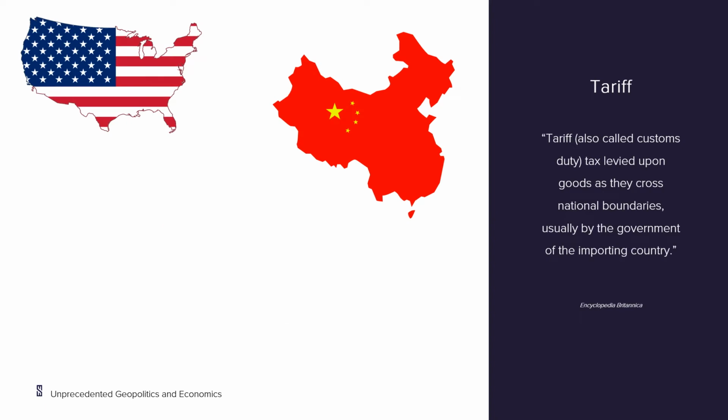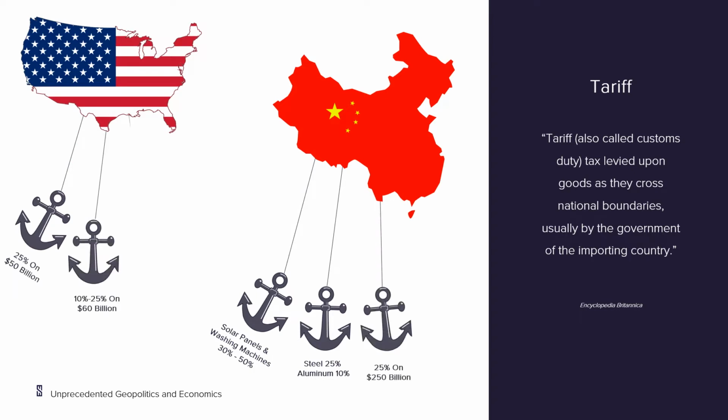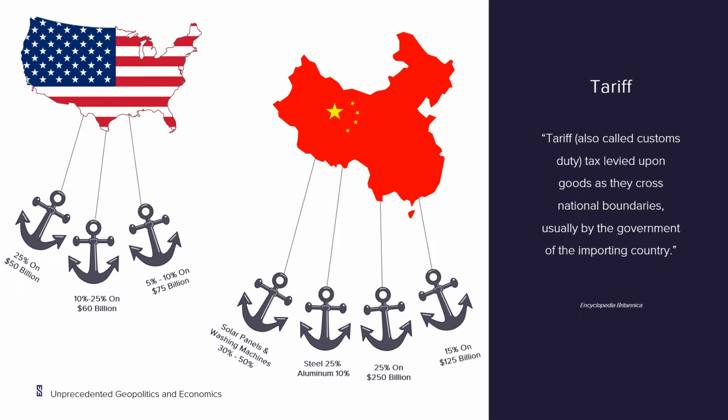So how is the Trump administration handling the Chinese trading issues? With tariffs, of course. As a refresher, a tariff, which is also called a customs duty, is a tax levied upon goods and services as they cross national borders. This process, however, is not one-sided. As we implement tariffs, so does China, back and forth in a tit-for-tat type fashion. In essence, these tariffs are now acting like anchors, slowing down both economies.